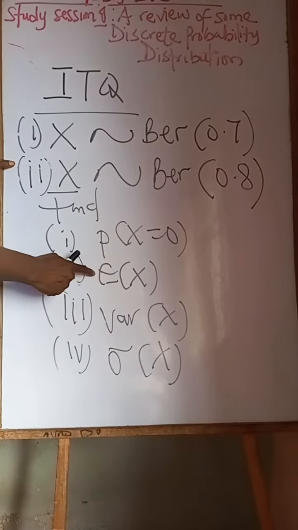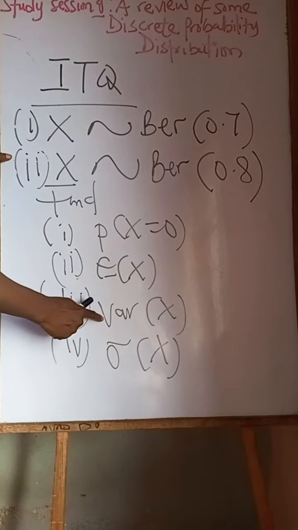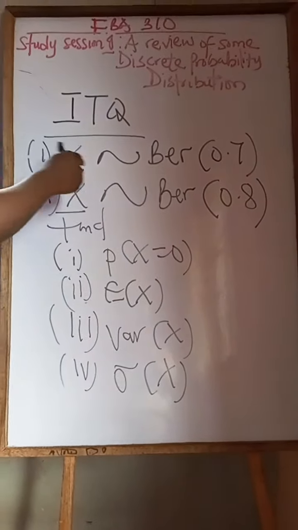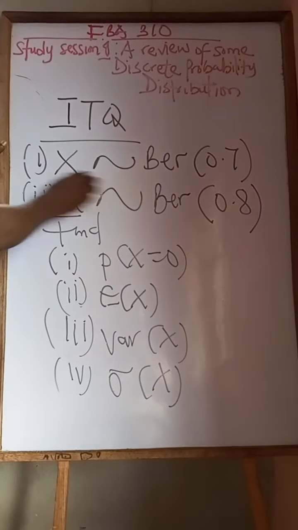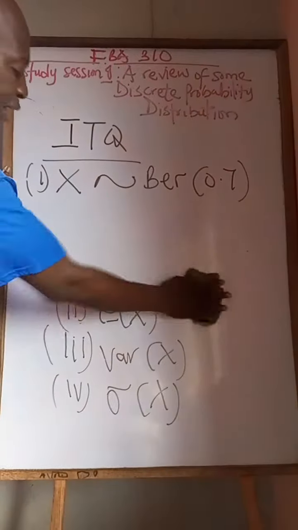I told you this one means mean. Are you with me? This is the symbol for mean. And variance, this VAR means variance. Then this is what we call standard deviation. So I will attempt number one, you will attempt number two. And after doing it, you can send it down to me. Let me see if you're actually right or wrong.